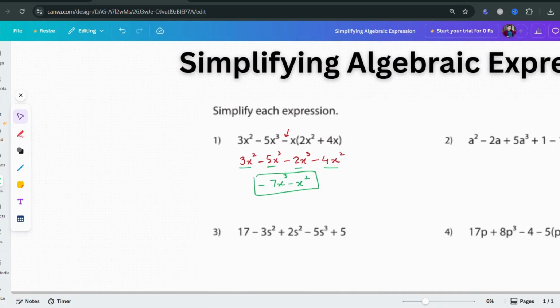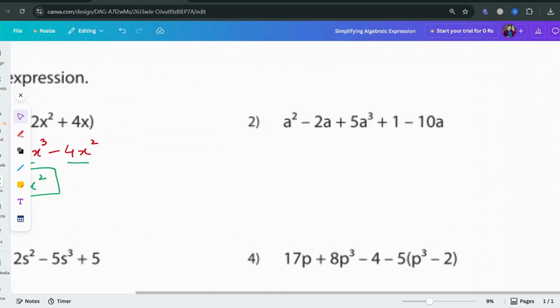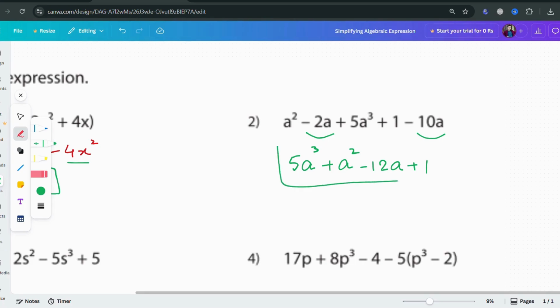Now I'm going to move towards the second question. As you can see, it is a squared minus 2a. This minus 2a and this minus 10a are the like terms, right? So I'm going to write them according to their degrees: a squared and minus 2 and minus 10a, that's equivalent to minus 12a plus 1, and that's the most simplified form, and it cannot be simplified after that.